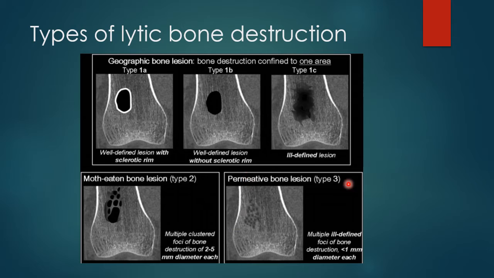The last one, the third type, is permeative bony destruction, which is the most important presentation in non-Hodgkin's lymphoma. So this is the important pattern of presentation in our video today. Here we see that there are multiple ill-defined foci of bony destruction. Here we see multiple lytic tiny bony lesions, and all of these lytic ill-defined destructions are less than 1 mm in diameter. So this is a characteristic of permeative bone destruction, and this is a common presentation that we see in non-Hodgkin's lymphoma.